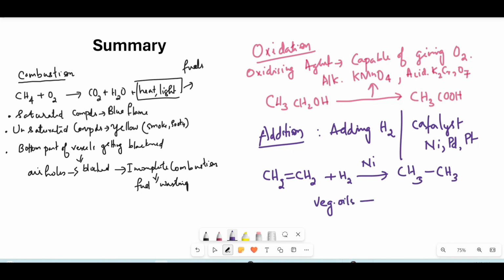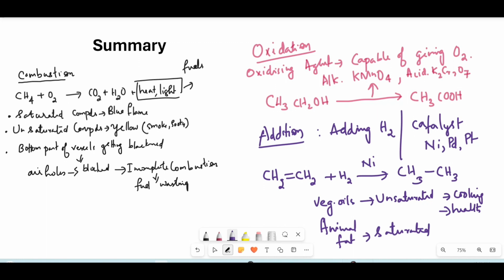So this is addition reaction, and we said vegetable oils are unsaturated, and these should be chosen for cooking, and this is good for health. Animal fats are saturated and should not be used for cooking because it is unhealthy. And this addition reaction is mainly used to convert vegetable oils into vegetable ghee.